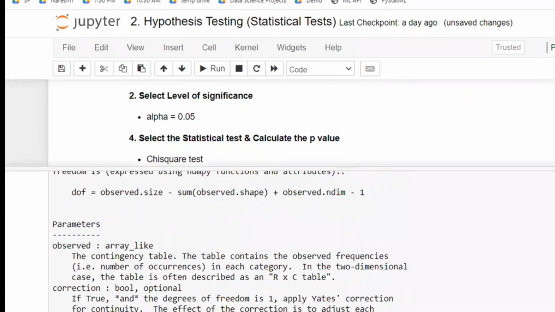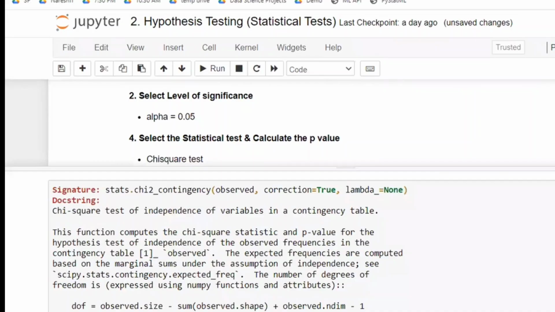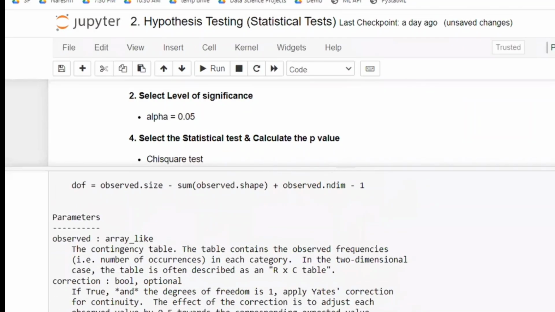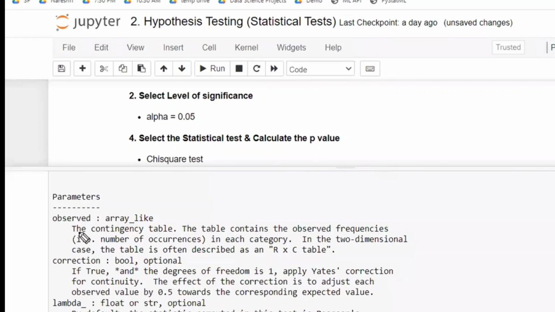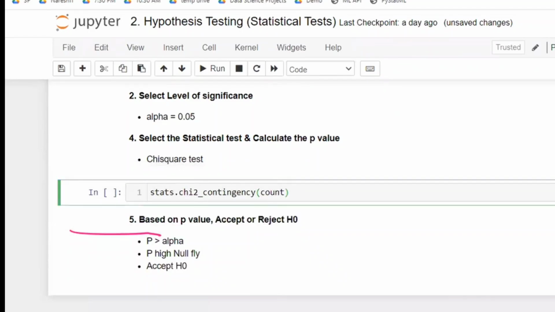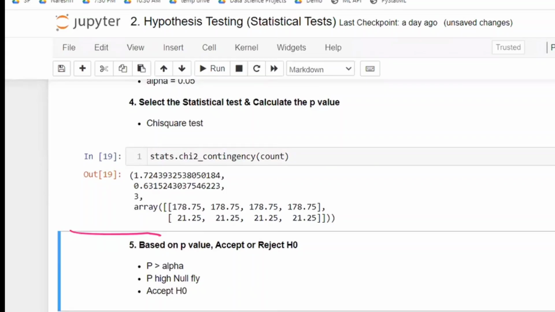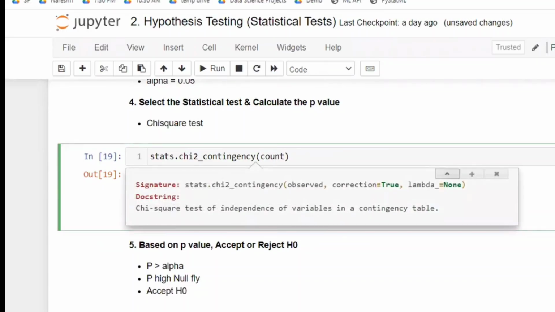So this function is going to take the observed. If you see here, the argument is called observed. What does observed mean? Observed is called a contingency table. Contingency table is nothing but a cross tab table, one table. It is going to take the cross tab, and based on the cross tab, it will work. It is going to give me the p-value. In total it is going to return 4 values. Out of 4 values, my requirement is the p-value.